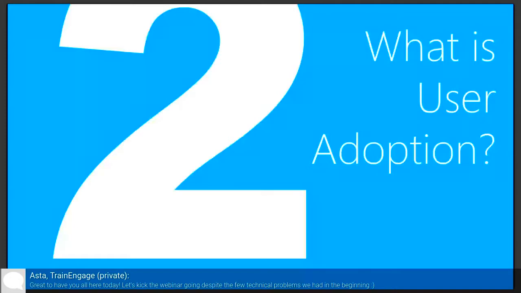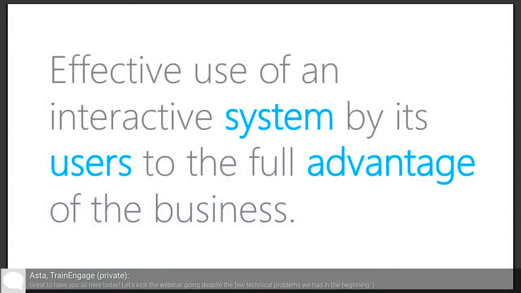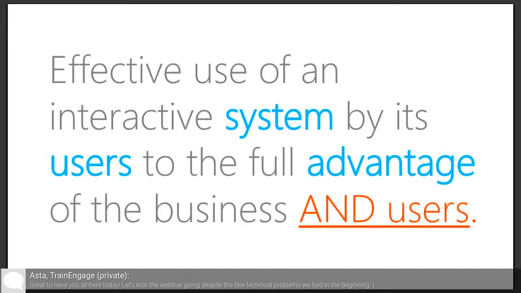So for me, I am going to go onto the next screen. If you had to search for what user adoption is, this is the normal term you get: they say that it's the effective use of an interactive system by its users to the full advantage of the business. Now I've changed this. I feel it shouldn't just be to the advantage of the business. It should be to the advantage of the business and the users, because of enabled users.